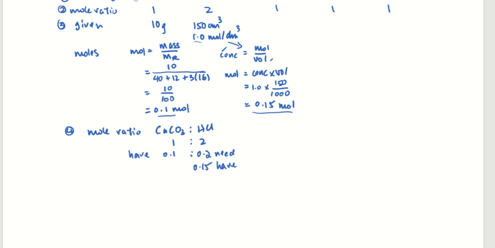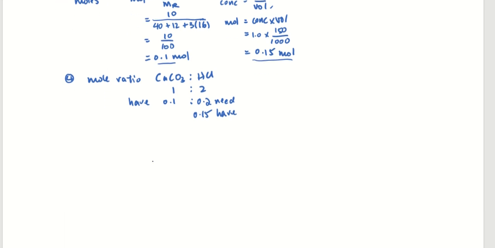So we need 0.2 moles of hydrochloric acid, but we have only 0.15, which means we don't have enough acid to react with all of the calcium carbonate. So this leads us to the conclusion that therefore hydrochloric acid is the limiting reactant, and therefore calcium carbonate is the excess reactant. Okay, so we have determined which is the excess reactant.